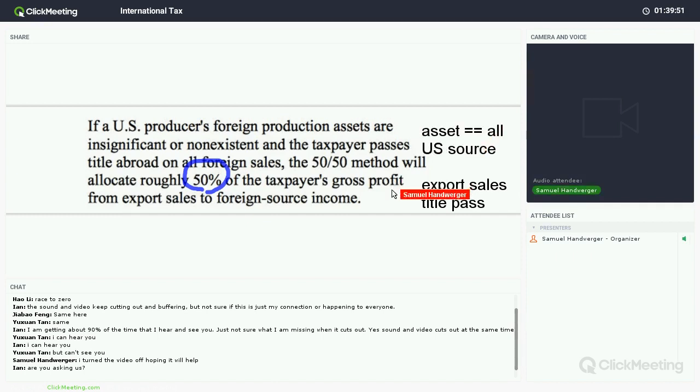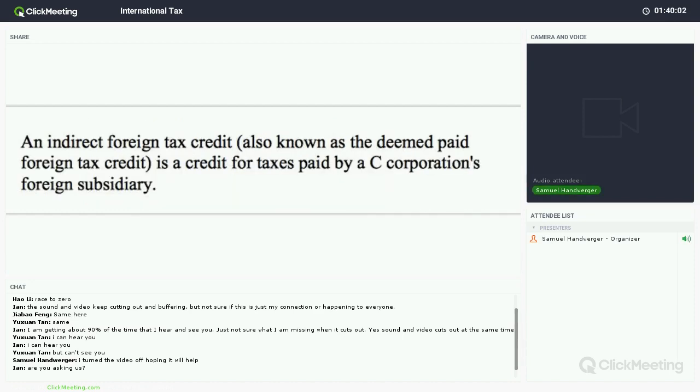And all that would be foreign source. So the worst case scenario is you get at least 50% of your gross profit from export sales to be foreign source income.